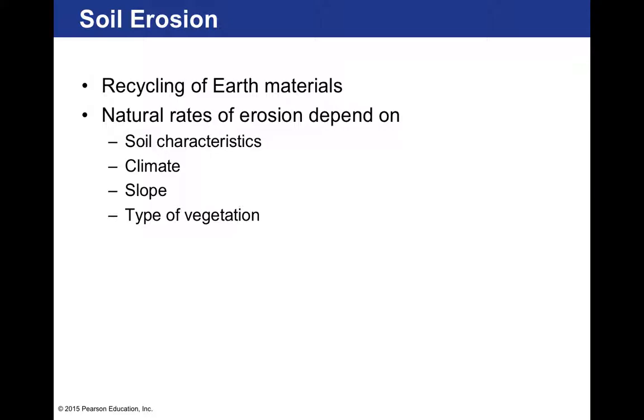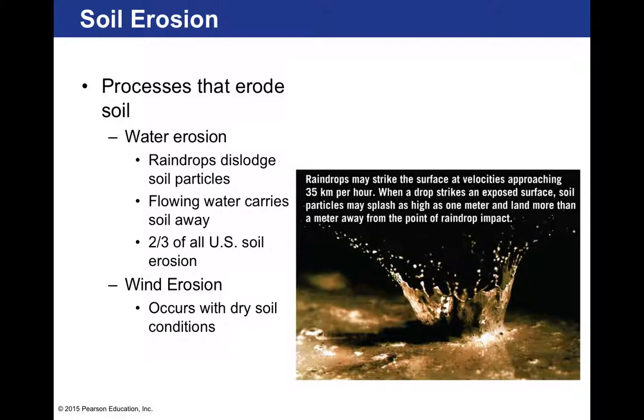So soil erosion. Again, this is a type of weathering process where you're actually changing the composition of different materials. You can think of soil erosion as essentially the recycling of earth materials at the surface. The natural rates of erosion depend on a few things. Again, the soil characteristics themselves, the climate in the region, so the temperature and moisture, the slope of the soil, and also the type of vegetation and organic plant life that's being planted or that exists already in the soil.